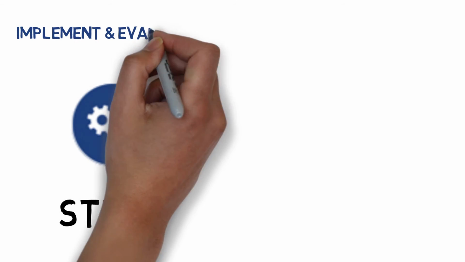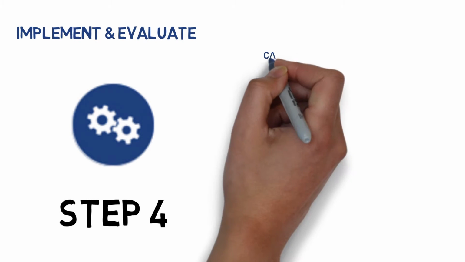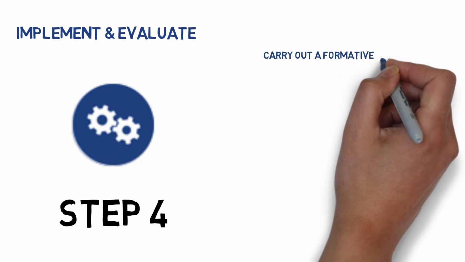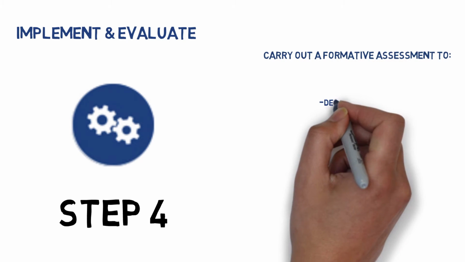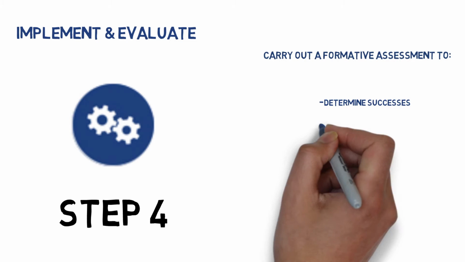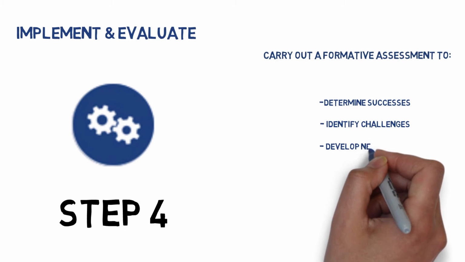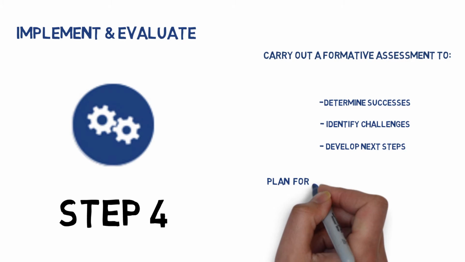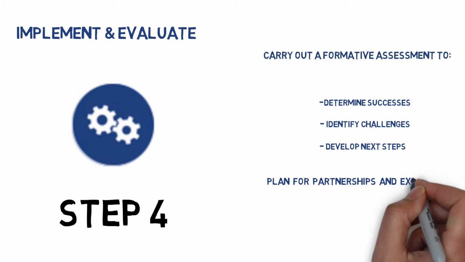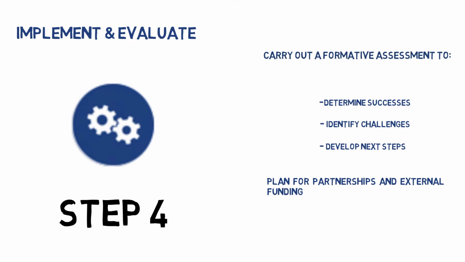Step 4. Implement and evaluate. In other words, just do it. In this step, you carry out your formative assessment plan, and you use that process to determine your successes, identify your challenges, and develop your next steps. Finally, you also work out strategies for formalizing partnerships and securing funding from other partners.